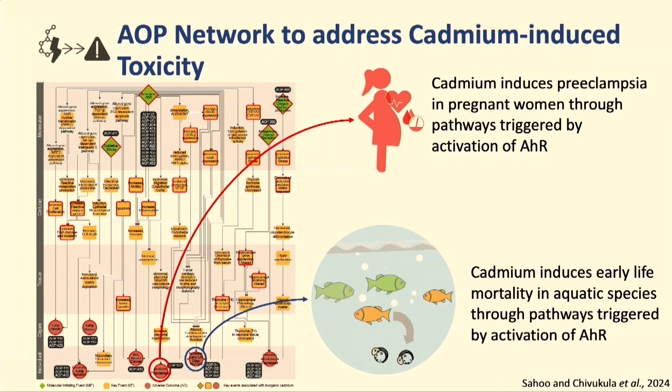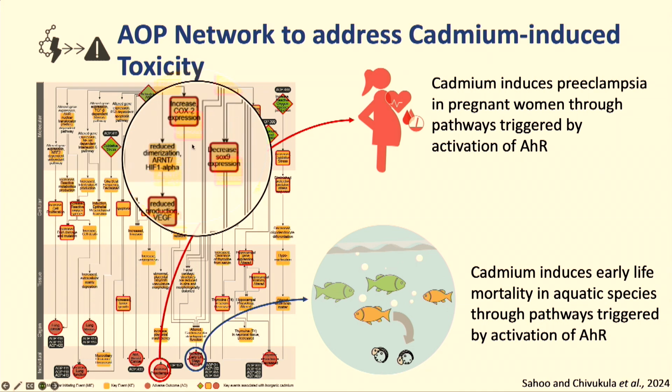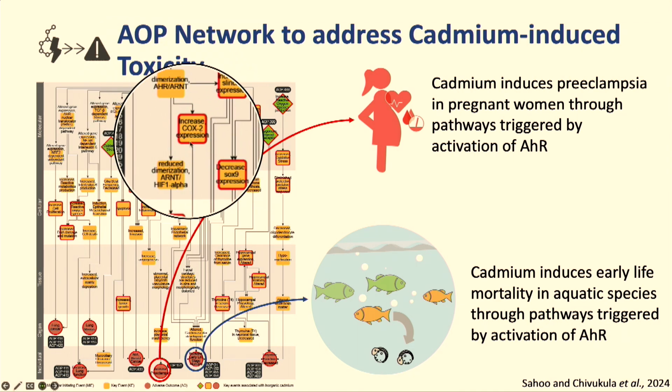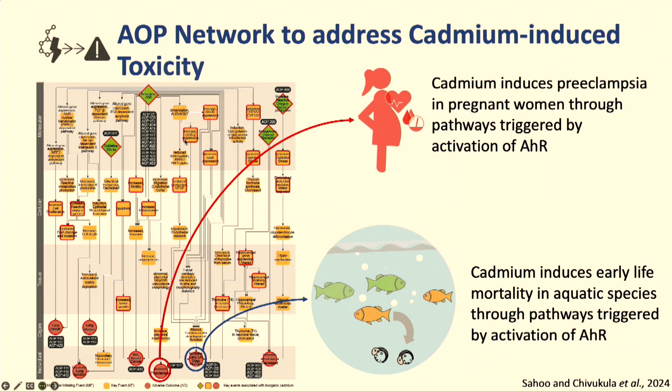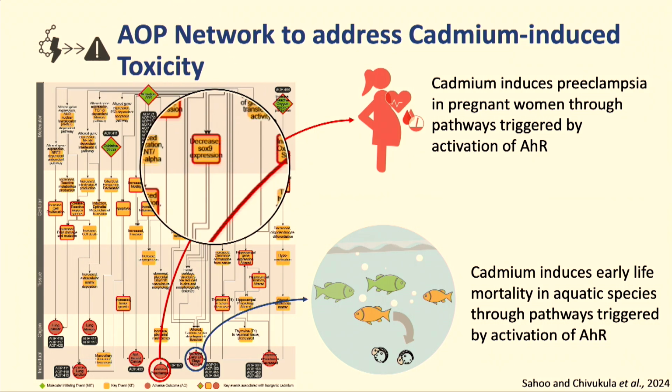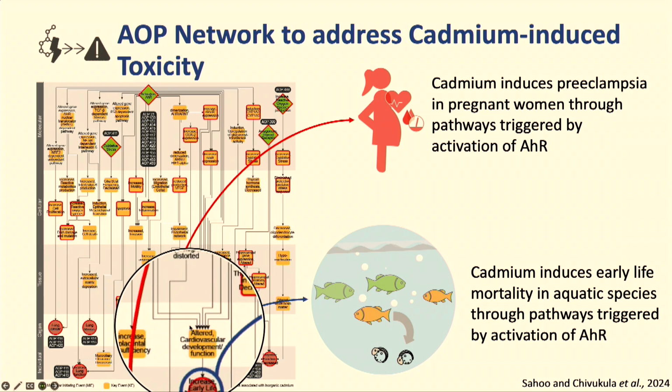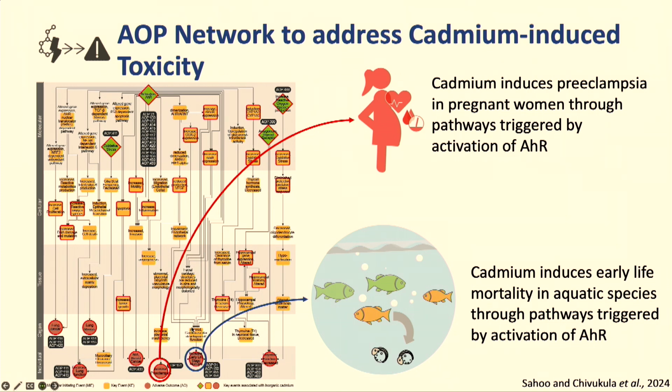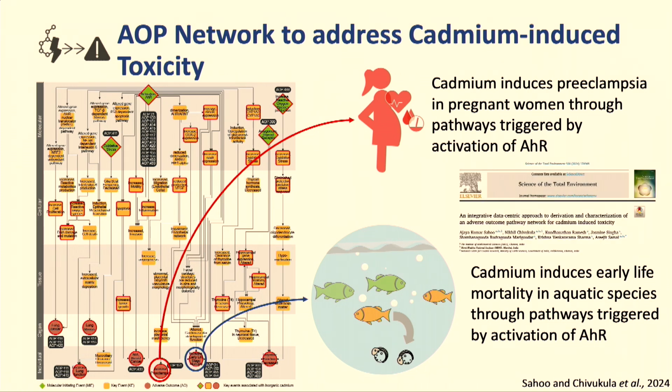Second, we have also looked at aquatic organisms and how they can be affected. In a similar pathway, it starts at activation of AHR, but this time it goes to increasing the COX-2 gene. The COX-2 gene is involved in cardiovascular development in fishes. So this increase in COX-2 creates abnormal cardiovascular development, which leads to high mortality in these aquatic fishes. This is a recent publication, again in the Science of the Total Environment, and it is something novel that we have done.